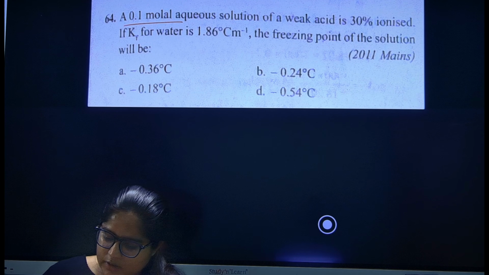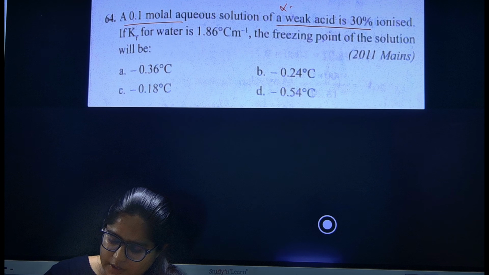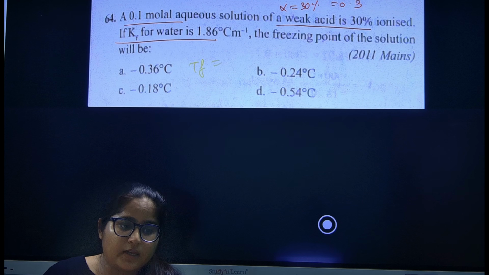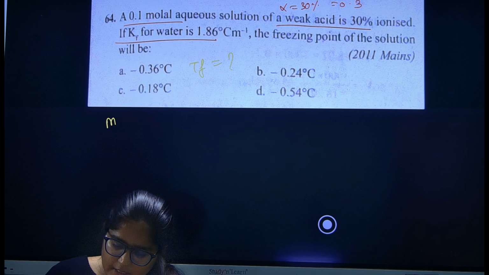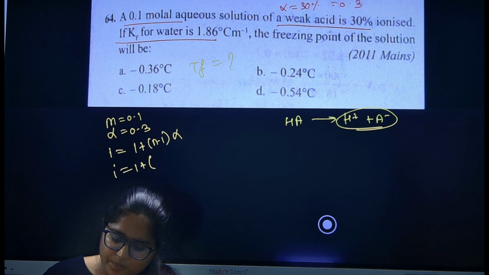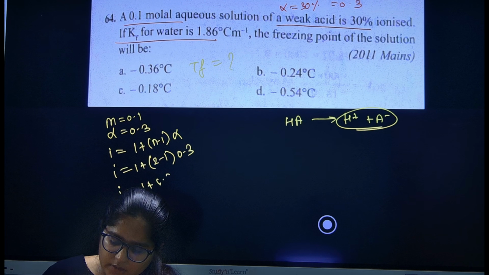A 0.1 molar aqueous solution of a weak acid is 30% dissociated. So alpha is 30%, meaning 0.3. Kf is given as 1.86. The freezing point of the solution will be, so they are asking Tf. Let us find out here. Molality is 0.1, alpha is 0.3. So what will be the van't Hoff factor i? i equals 1 plus (n minus 1) into alpha. For a weak acid, HA goes into H plus and A minus, so how many ions after dissociation? 2. So n is 2, minus 1, into 0.3. From here i equals 1 plus 0.3, so I have got i equal to 1.3.